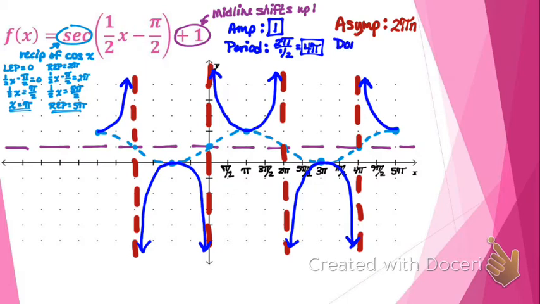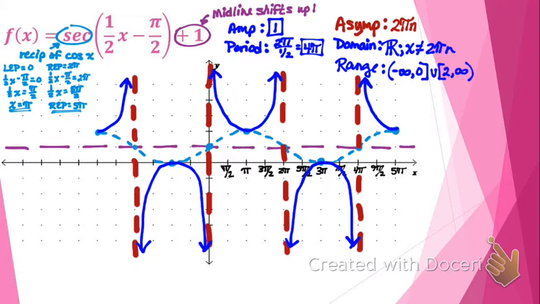And so what would my domain be? Yep, all real numbers except x cannot be 2 pi n. What is my range? Absolutely correct. Negative infinity to 0 because we had that upward shift. Union 2 to infinity. Beautiful work so far.